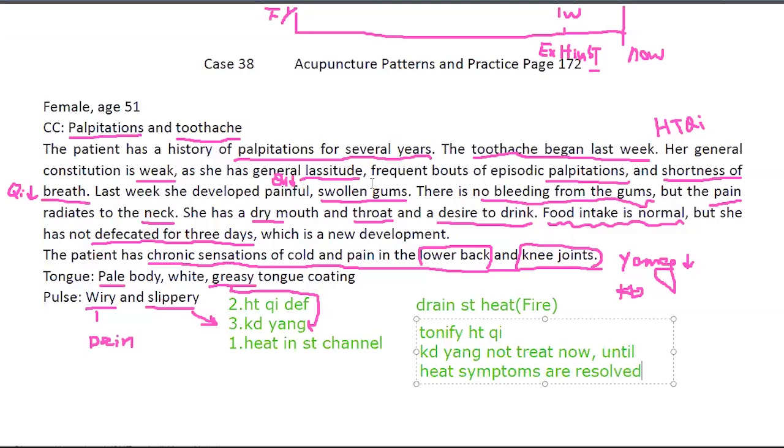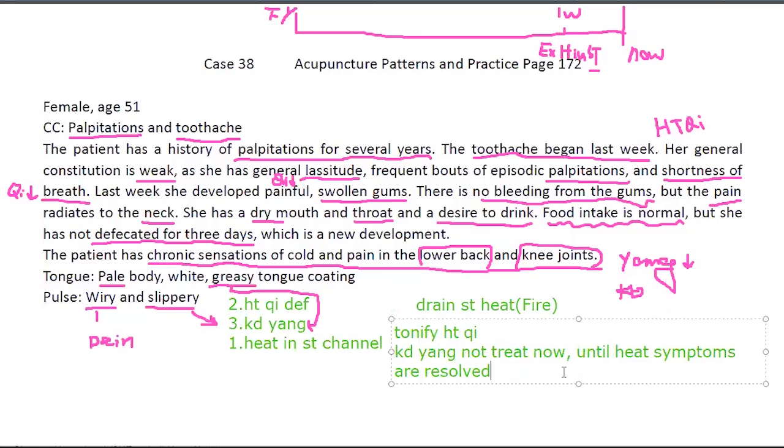So that's the same line: drain stomach heat and tonify heart qi. And yin yang not treated right now until the heat symptoms are resolved. So that's the treatment principle. And then the points, what points do you use?